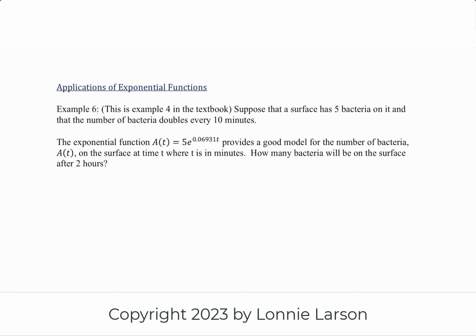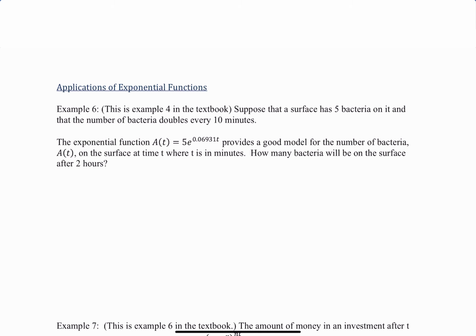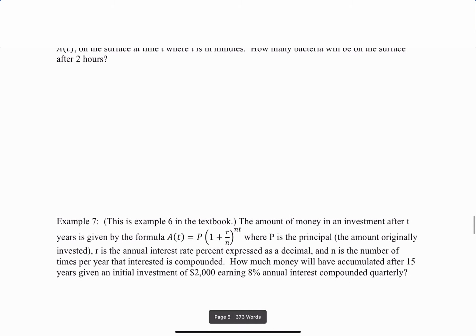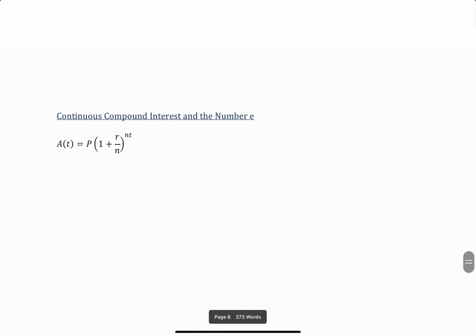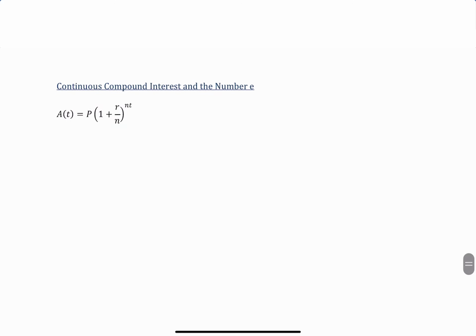We are ready now to start talking about applications of exponential functions. But for the time being, I'd like to skip down to where it says continuous compound interest and the number e. The formula for compound interest is amount at time t equals P, the principal, times the quantity 1 plus interest rate over n, quantity to the nt, where n is the number of times interest is compounded per year.